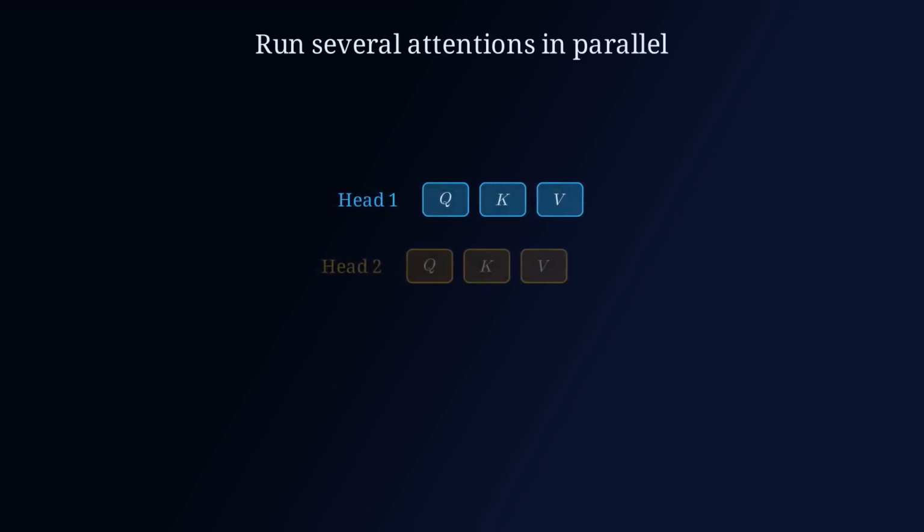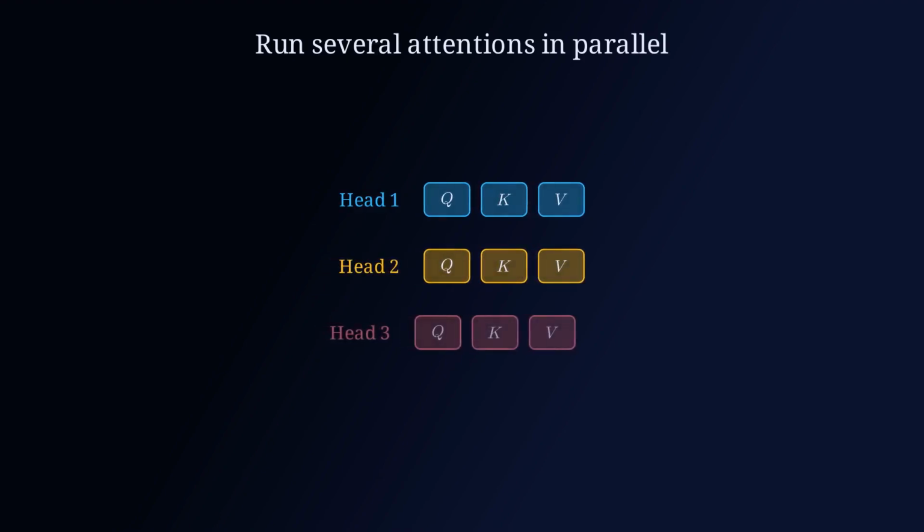So the transformer does not use just one attention. It runs several in parallel, side by side. Each one is called a head, and each head gets its own separate query, key, and value matrices. That means each head learns to ask a different kind of question. Watch what the heads specialize in.